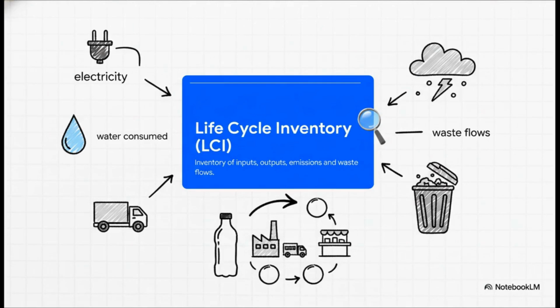Now, let's build on that with the LCI, or Life Cycle Inventory. You'll notice right away that the LCI is way broader than the bill of materials. While the BOM just tells us what the bottle is made of, the LCI tracks everything required across the relevant life cycle stages. This data set includes things like the electricity used by the factory machines to mold that plastic, the water consumed in the facility, the transport distances needed to move the bottle to the grocery store, and all the emissions and waste flows generated along the entire journey.